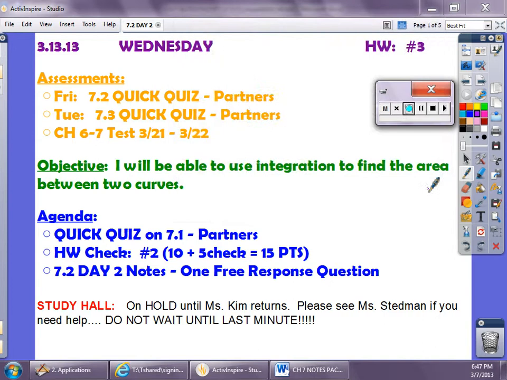All right, so at this point, Miss Stedman, if you could get the group into their partners, they should be taking their quick quiz on 7.1. They should be using whisper voices and spread out throughout the room so that they can work quietly.